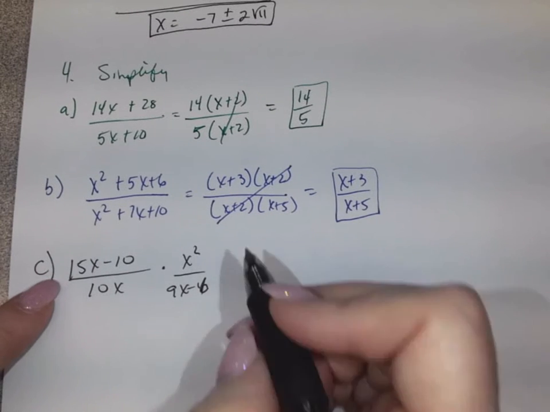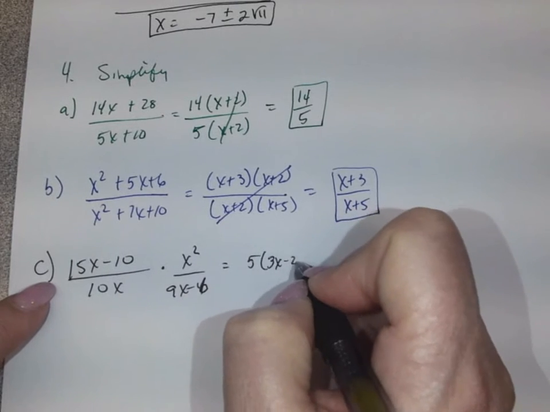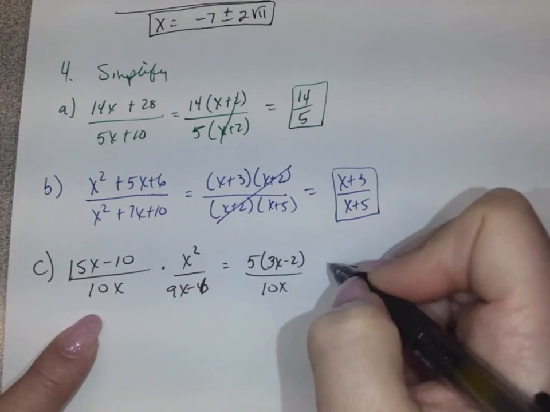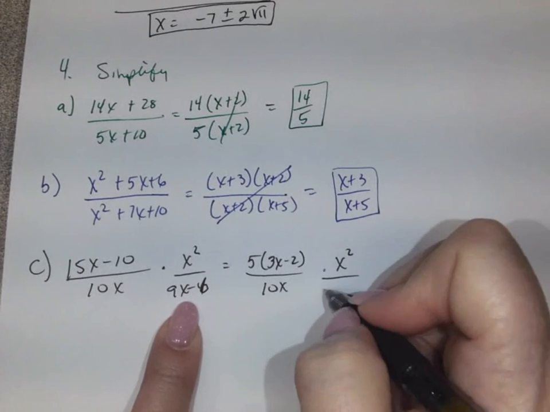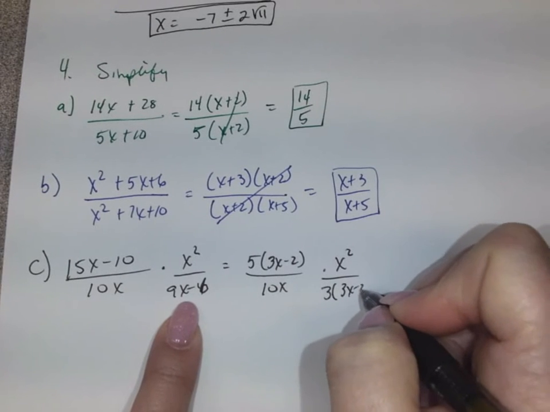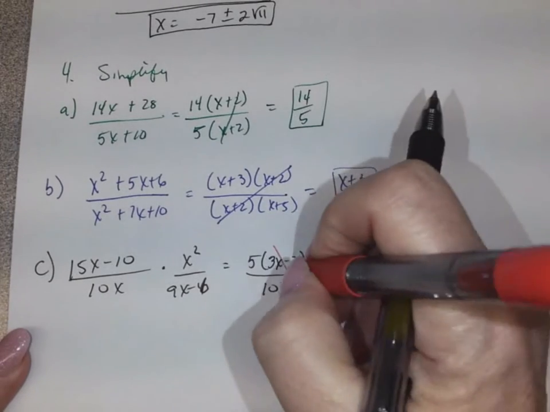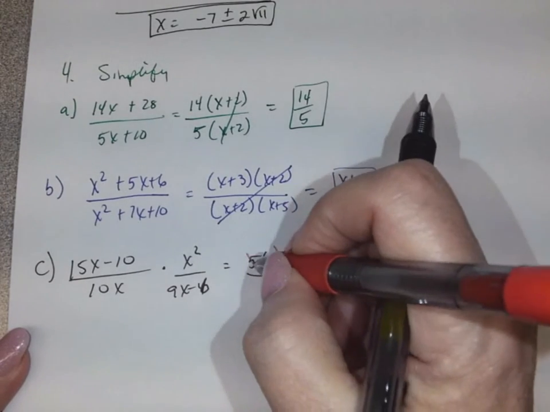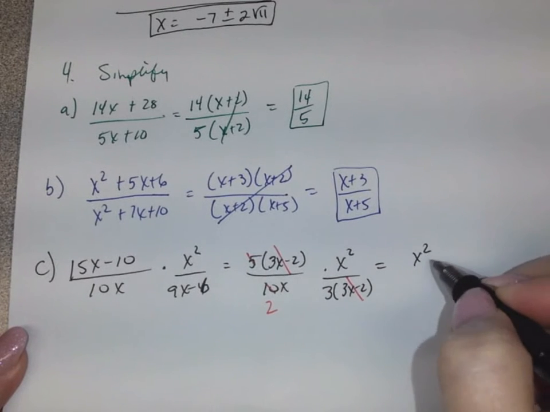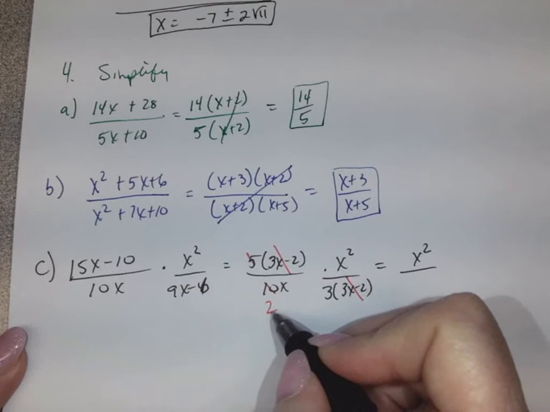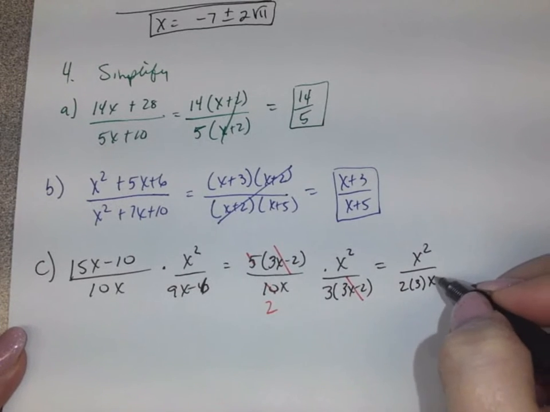All right, so on the top part, we can factor out a 5, and we get 3x minus 2 over 10x times our x squared, and 9x minus 6, we can factor out a 3 and get 3x minus 2. So looking at what can reduce, our 3x minus 2's will reduce, and 5 will reduce into 10 and make that a 2. So on the top we have an x squared, and on the bottom we have a 2 times a 3 times an x.